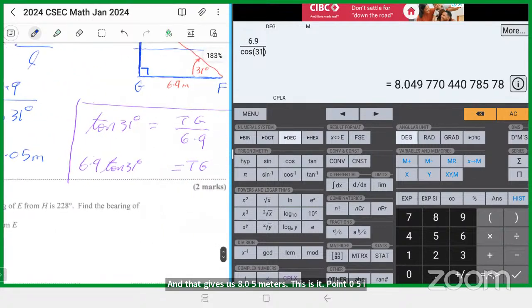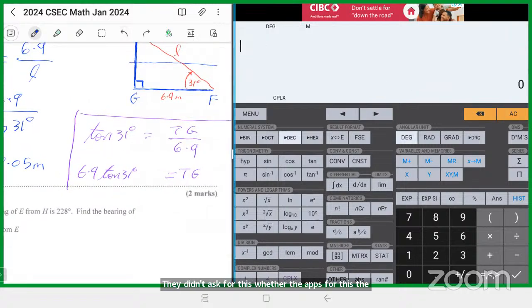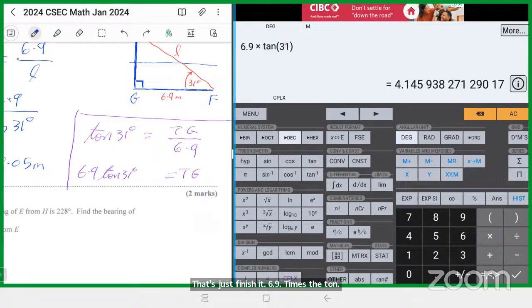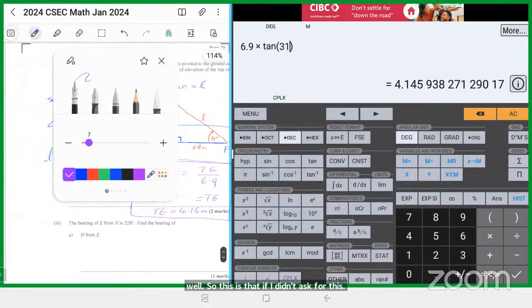They didn't ask for this, but if they had, the height would have been 6.9 times the tan of 31. Let's just finish it. The height would have been 4.15. So TG would have been 4.15 meters if they wanted the height as well. So this is an if. They didn't ask for this. So this is the answer of the question, right here.